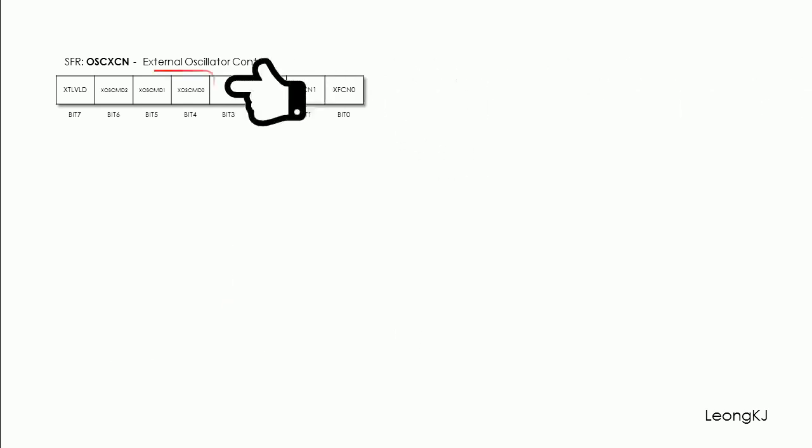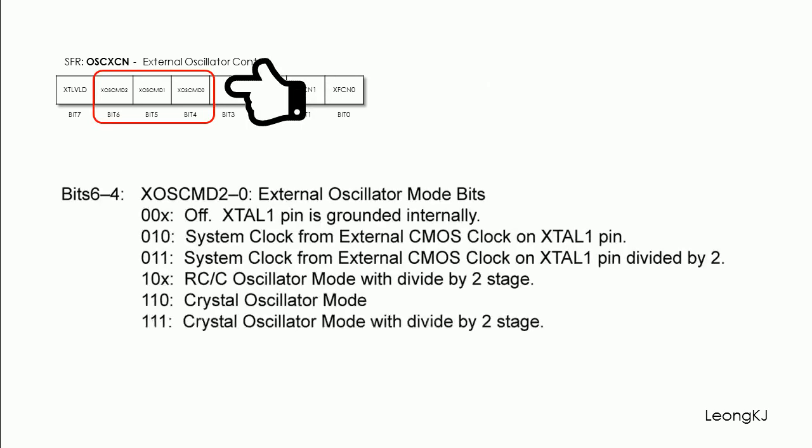Let's look at these 3 bits. Let's refer to the table given in the data sheet. We are using crystal oscillator mode. Therefore, this bit should be 110. Let's leave bit 7 to 0. Therefore, this is the binary value to be set in the external oscillator control register. The hex equivalent is 67.